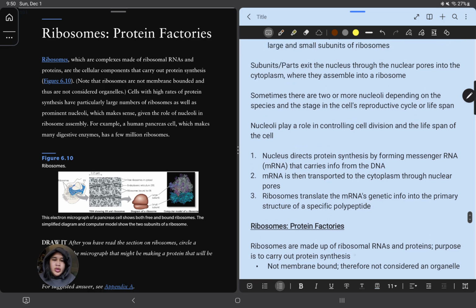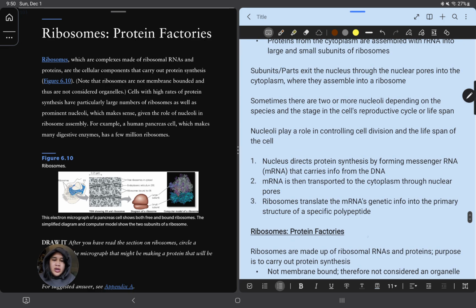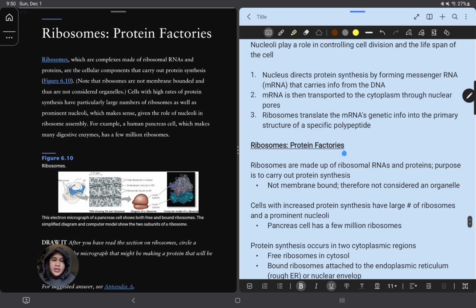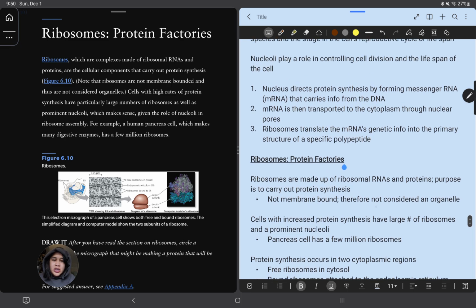Okay, so it's important to note here we have mRNA and we have rRNA. mRNA is specific for creating a polypeptide. rRNA is specific for creating a ribosome. Okay?